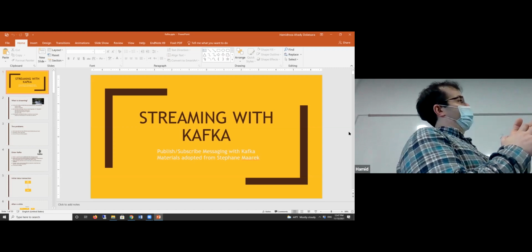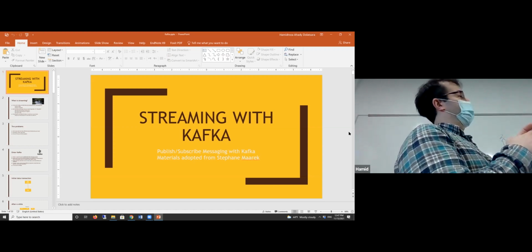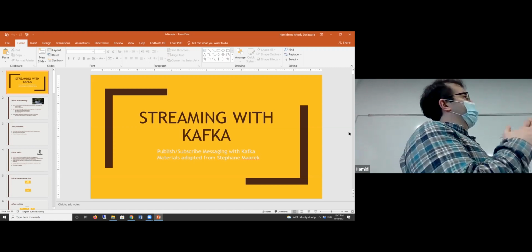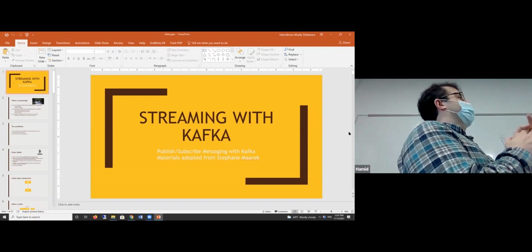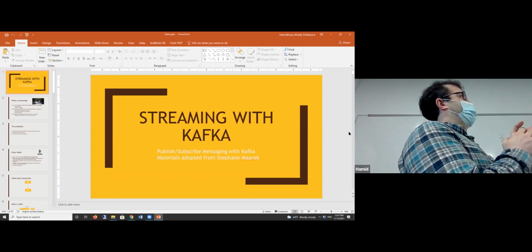I tried to do that without Kafka. It just took a lot more time. So Kafka is just a good tool that helps you to work on streams of data.